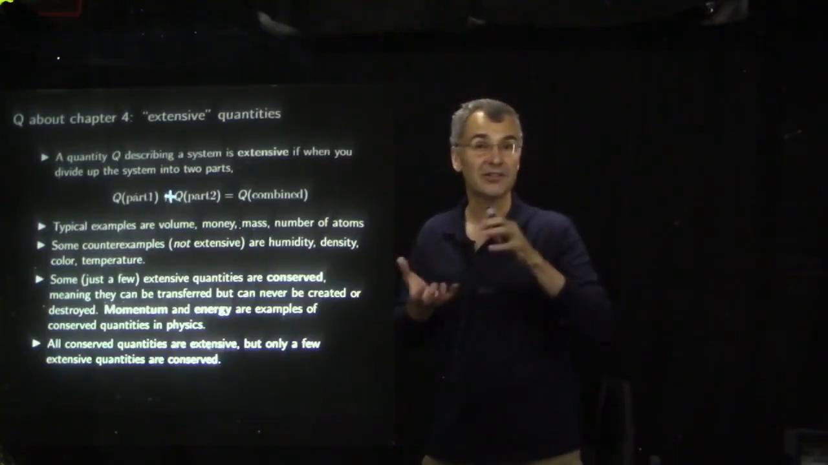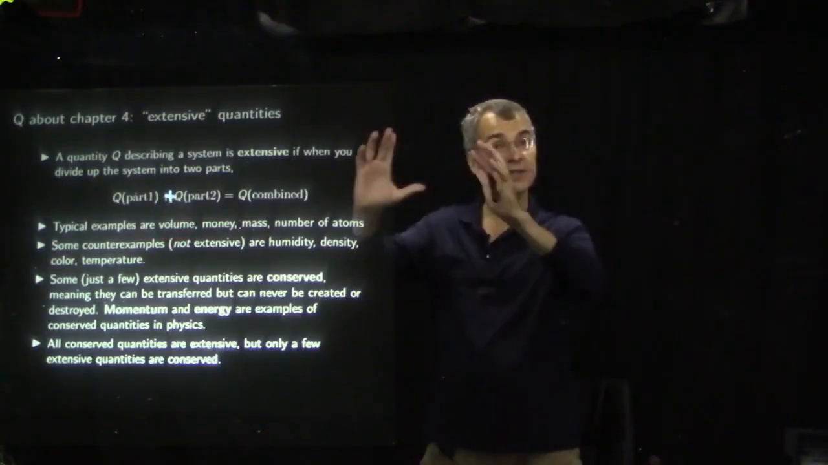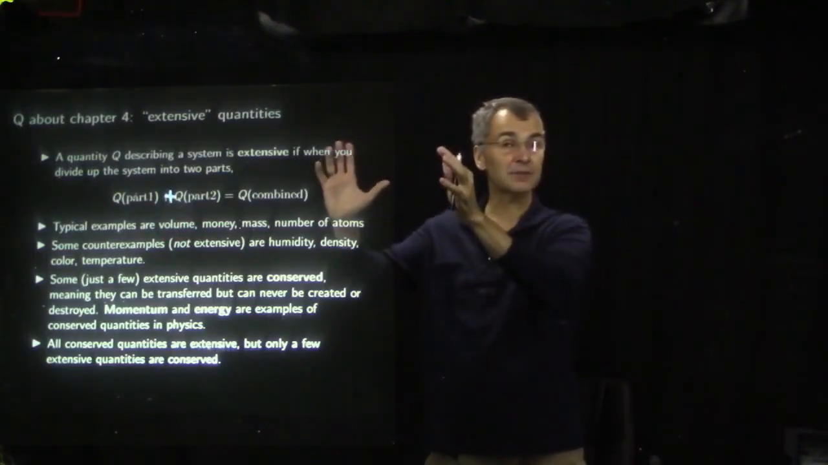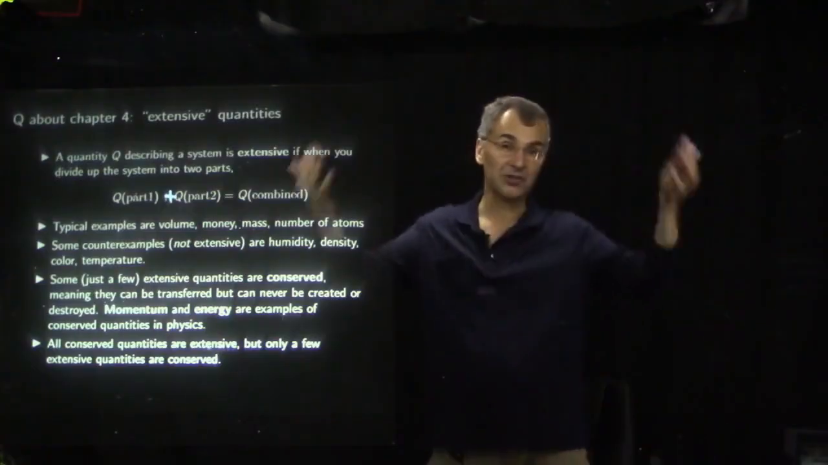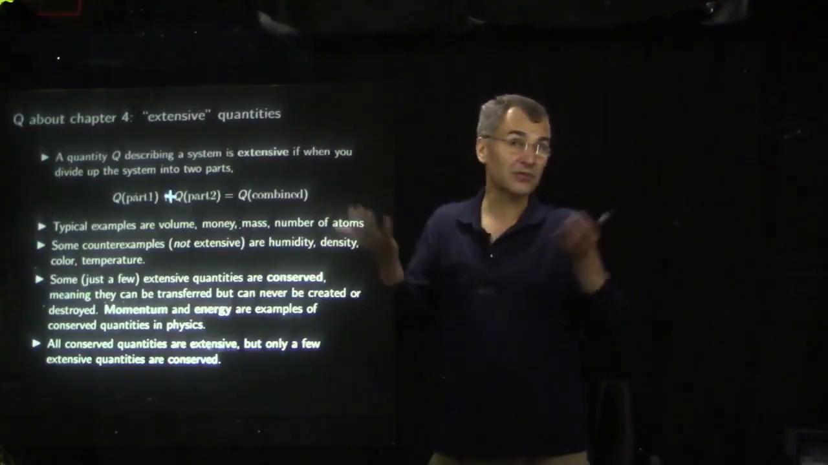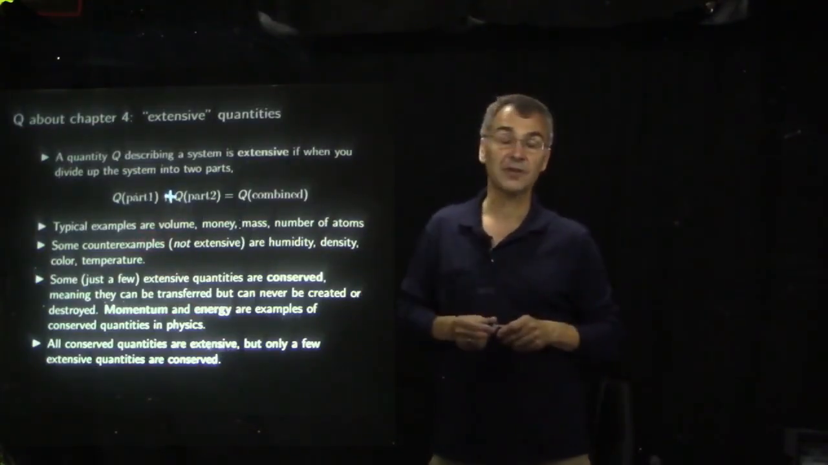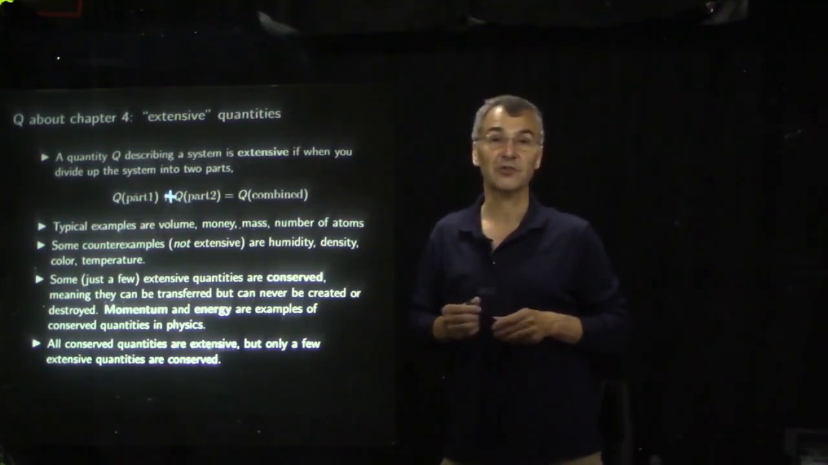Money is extensive, but not conserved. You have two amounts of money, and you say, how much is the total? You just add the numbers together. But the Treasury could print money, or you could burn a pile of dollar bills, so money is not a conserved quantity. Number of atoms is an extensive quantity. I have n atoms in one box and I have m atoms in another box. The number of atoms combining the two boxes is n plus m, but it's not necessarily conserved if you can have fission or fusion of nuclei.